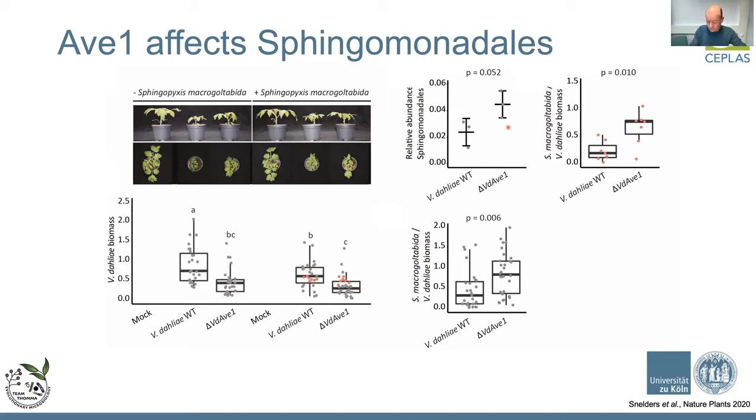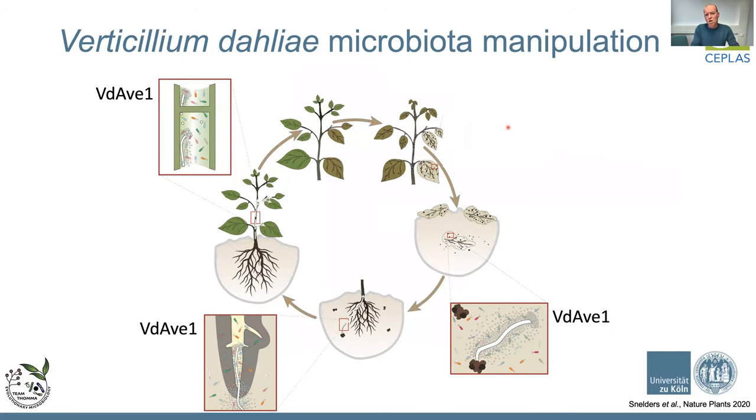And like that, Verticillium uses AV1 to contribute to host colonization. So I showed this life cycle before, and when I now draw in this effector protein, then we think it is relevant already in the soil context because AV1 is expressed constitutively. It's expressed at all the stages of the life cycle of Verticillium. Clearly, it's also expressed during host colonization, and that's where we show that it contributes to suppression of these Sphingopyxis bacteria in the microbiome.